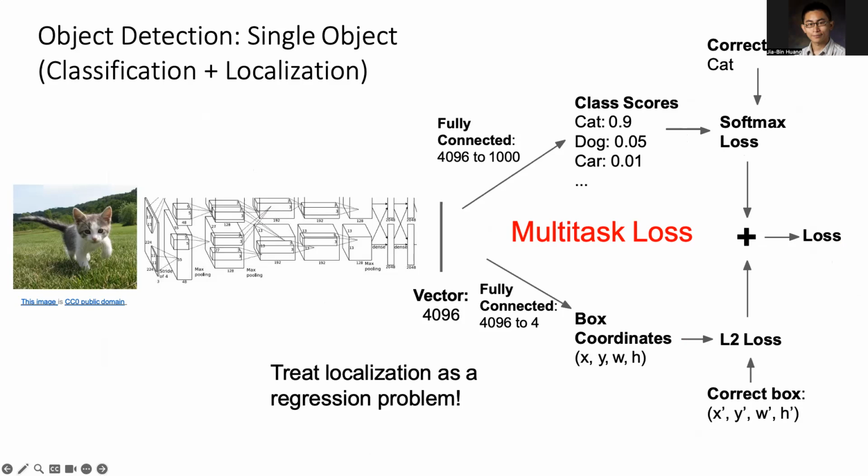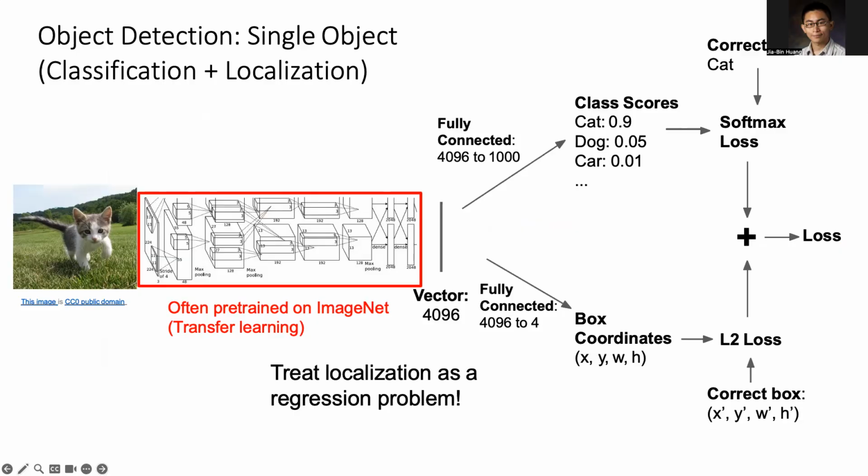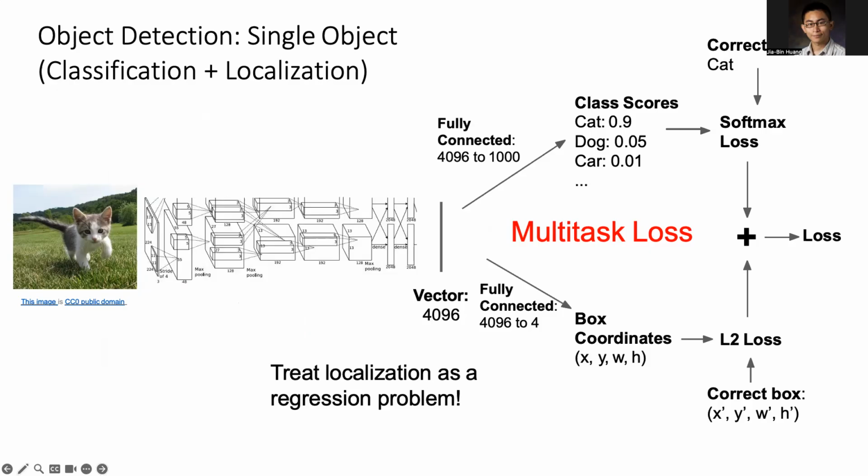Usually you will pre-train this on some large scale image classification problem, and then adapt it to this problem. So can anyone tell me what the problem of this is? What's the problem of this combination if I want to do general object detection? Any idea?